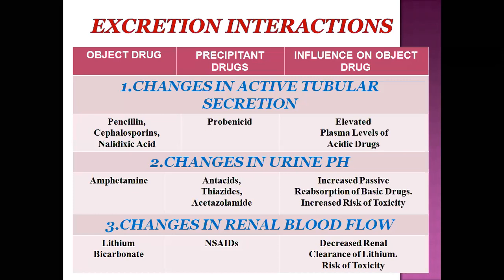These are some examples of excretion interactions. The major mechanism is the change in the active tubular secretions. Examples are penicillin or cephalosporin or nalidixic acid. If given along with probenecid, they elevate the plasma level of acidic drugs. There is an increase in the plasma level due to the presence of probenecid. Probenecid is a beneficial combination for increasing the plasma concentration of penicillin and cephalosporin. It may alter their excretion due to elevated plasma level of acidic drugs.